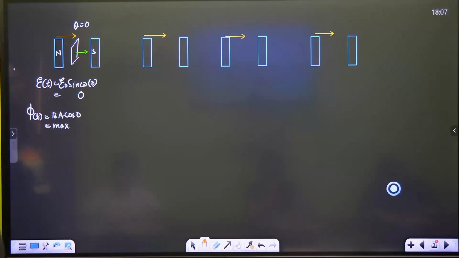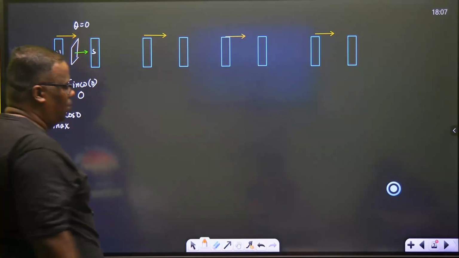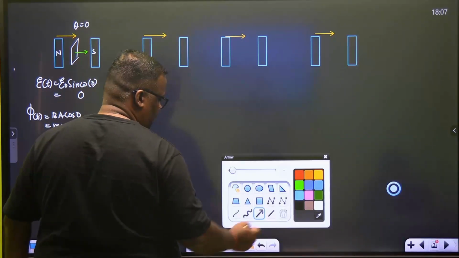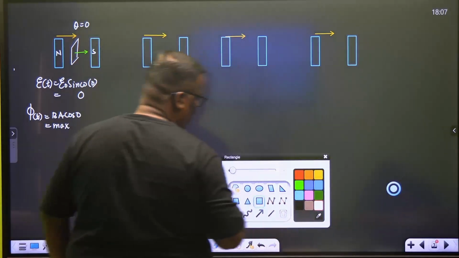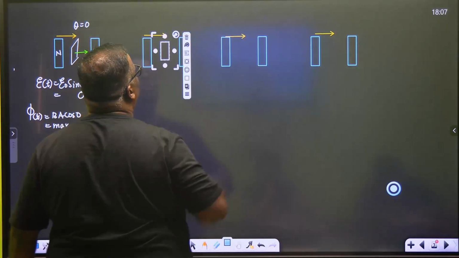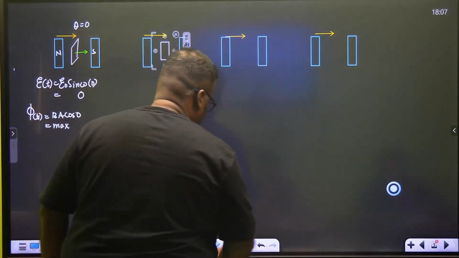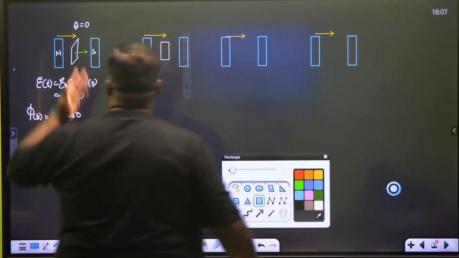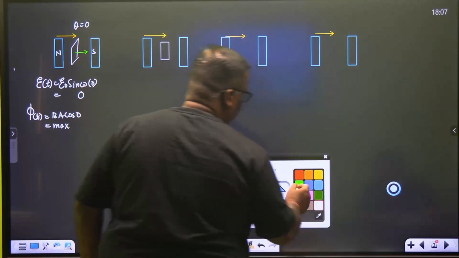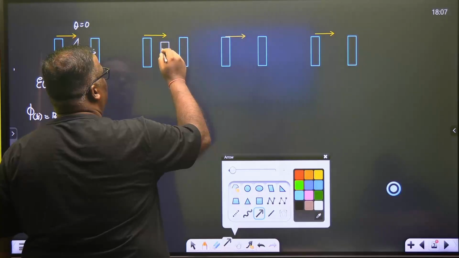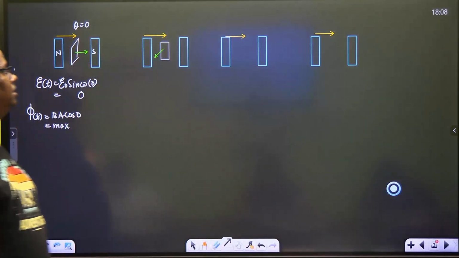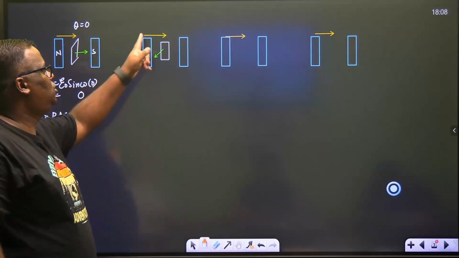Okay. In our next orientation, children, my coil is now in this orientation. Do you agree? Okay. The coil has rotated halfway. And how do you think the area vector should be? The area vector should now be coming out of the coil, perpendicular, 90 degrees. Yes or no?